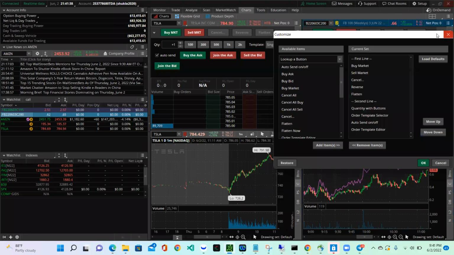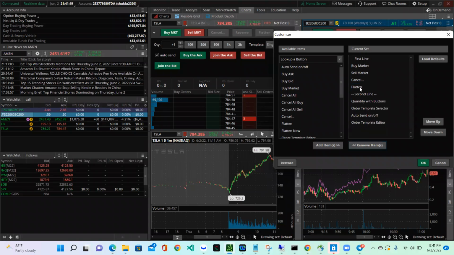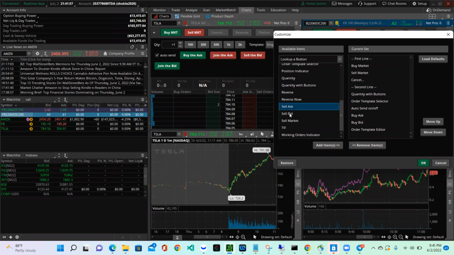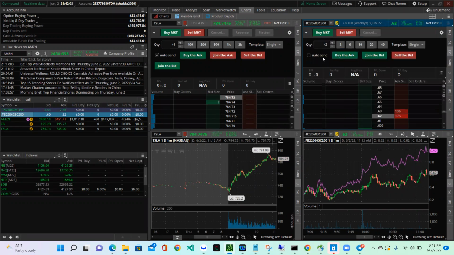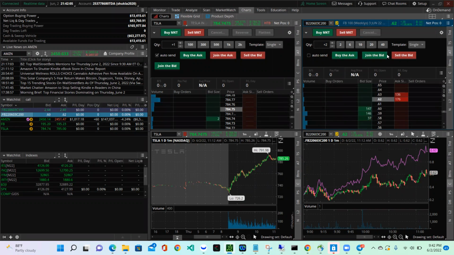So you can go into the settings button here, and then you could buy and sell market. You could remove some of these. I can share this out to you guys. And then I would say buy ask and buy bid, sell ask, sell bid. I actually add a few more options here. Okay, and then you drag it down here. So you see it comes up with all these options. So you've got to learn a little bit of this.